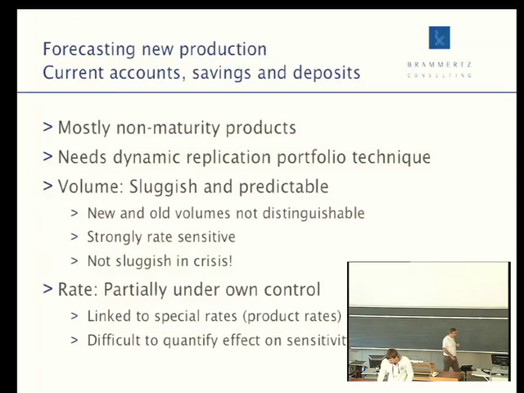So then now another category to forecast are current accounts, saving accounts, and deposits.